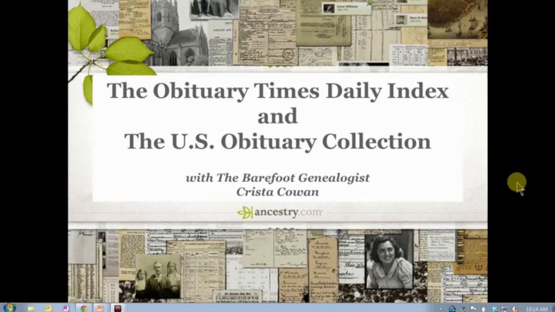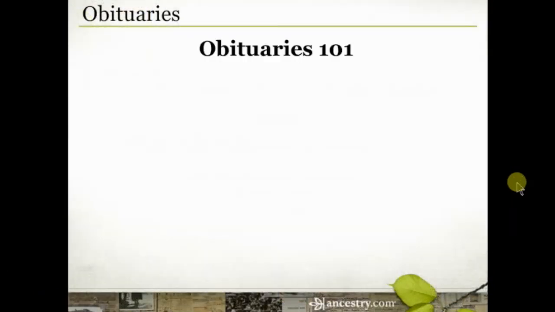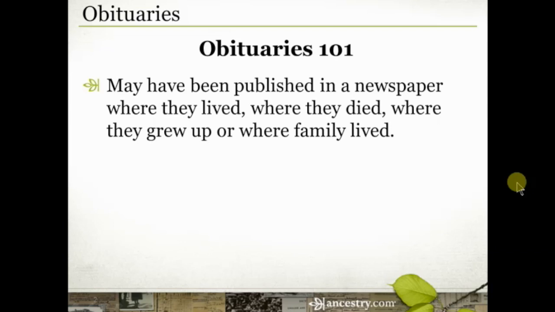So let's go ahead and dive in with just some basic information about how to work with obituaries. The first thing you need to be aware of is that obituaries may have been published in a variety of newspapers, and it might not always be exactly where you expect. Clearly, we're most familiar with obituaries being published in the place where the deceased lived, particularly if it's a local paper. If they lived in a suburb of a larger city, it might also be published in the larger city newspaper. It may be published where they died, if they died somewhere other than their usual residence.